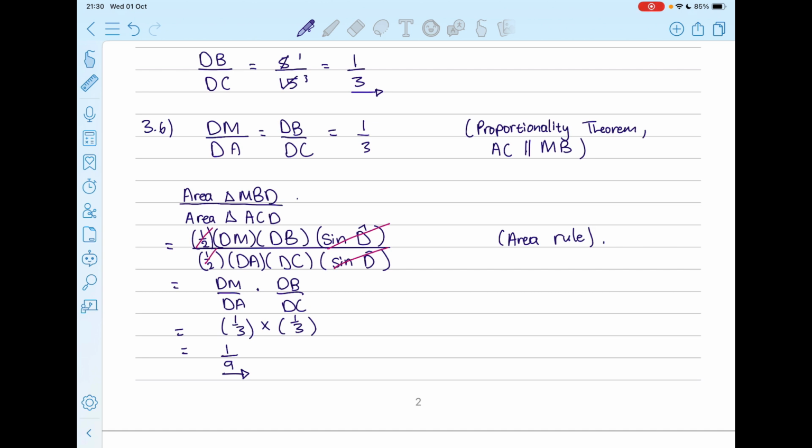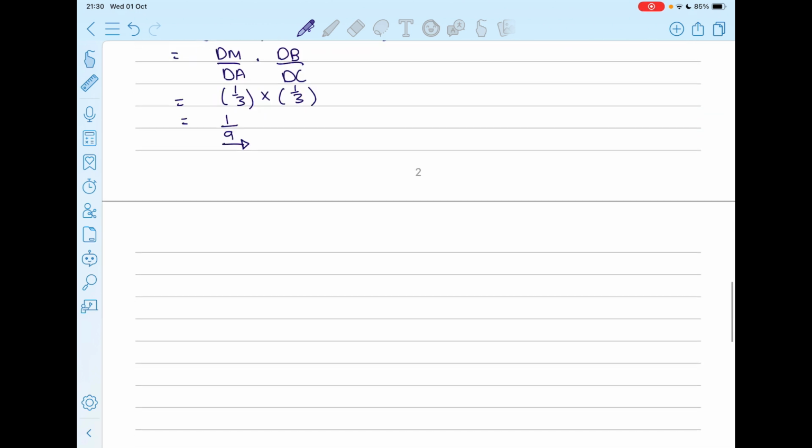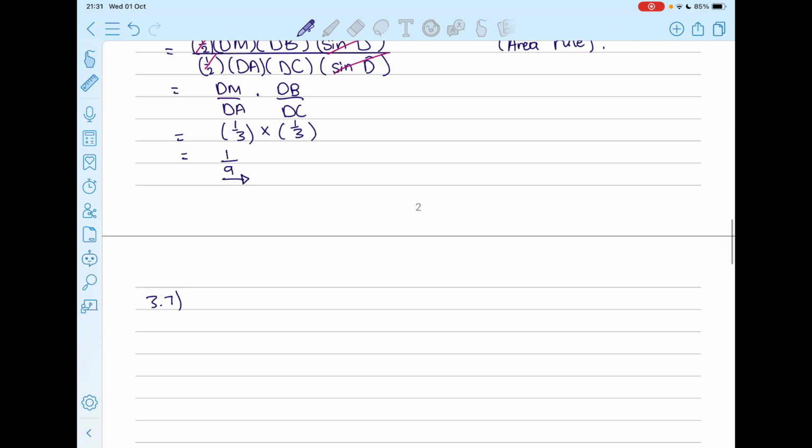So here the trick was to apply the proportionality theorem because we were told AC is parallel to MB. And because we don't have any perpendicular height, but these two triangles do have a common angle, which is angle D, we're then able to use the area rule to calculate our area. And we picked sides that we already had the ratios to. We already have the ratios to all of them because of the proportionality theorem. Okay, now let's move on to question 3.7. The last question.